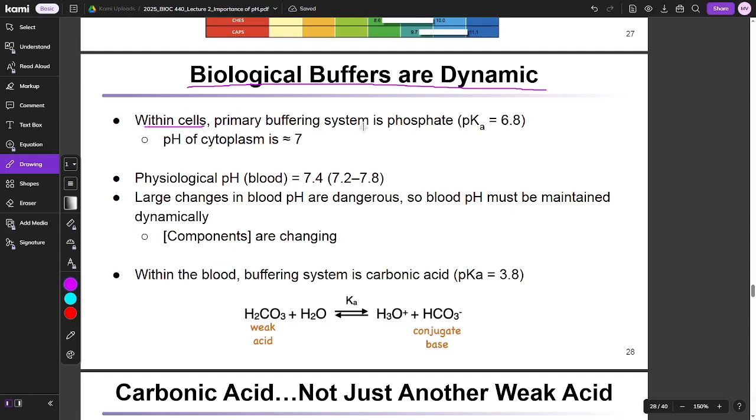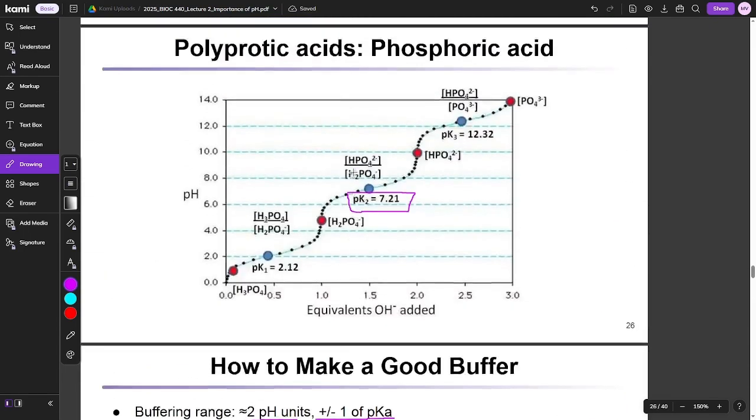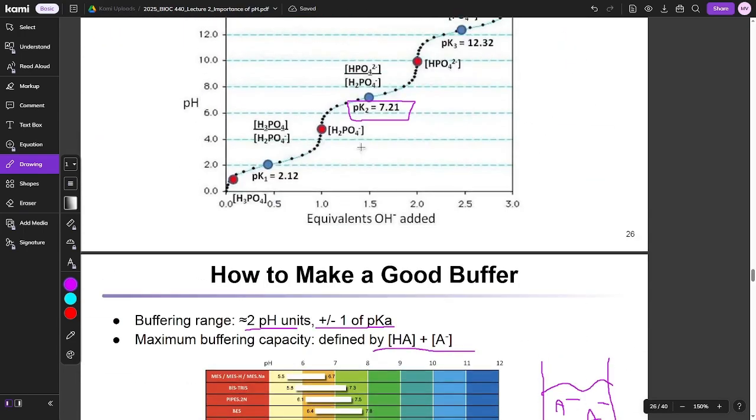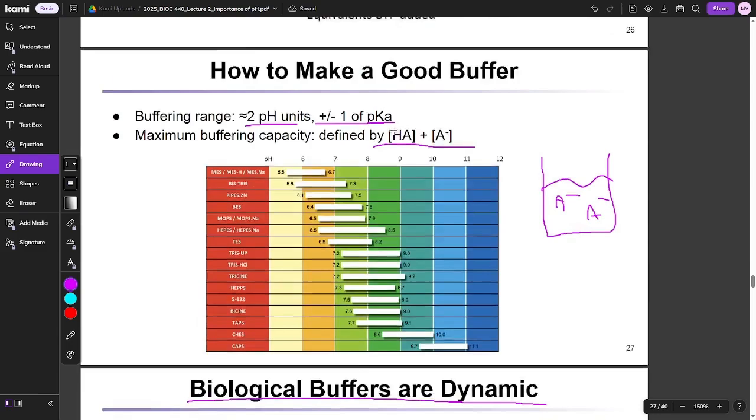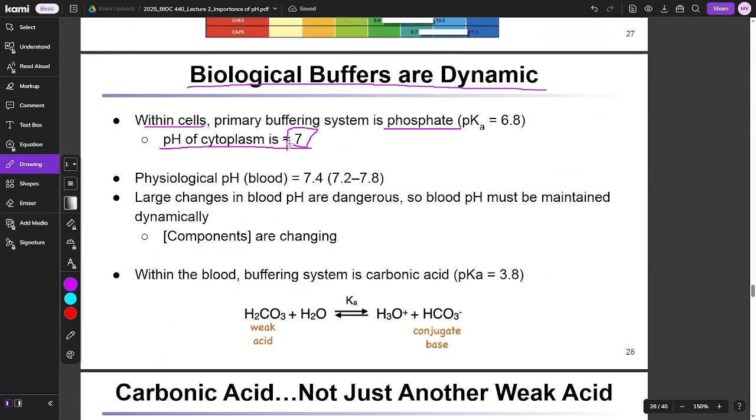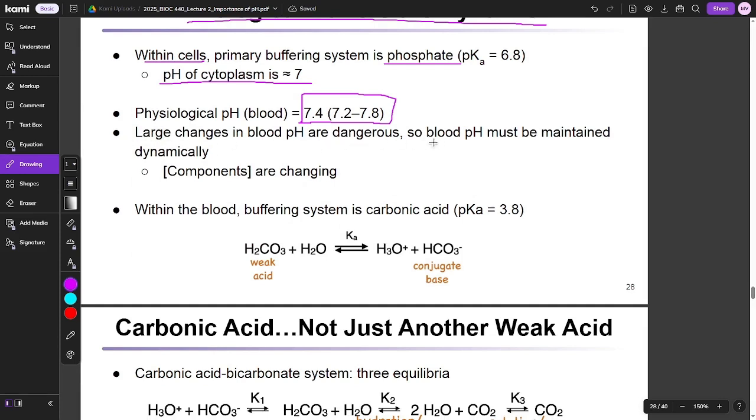So within cells, the primary buffering system is the phosphate buffer system, and the pH of the cytoplasm is around 7. Lo and behold, if you remember, the pKa is 7.2, so that's a great range for that. Physiological blood pH is 7.4. Phosphate could be in the blood, and I believe there actually is a phosphate buffering system in the blood. It's just not as important as the bicarb buffering system. But you look at this, large changes in blood pH are dangerous. Yep, this makes sense, right?